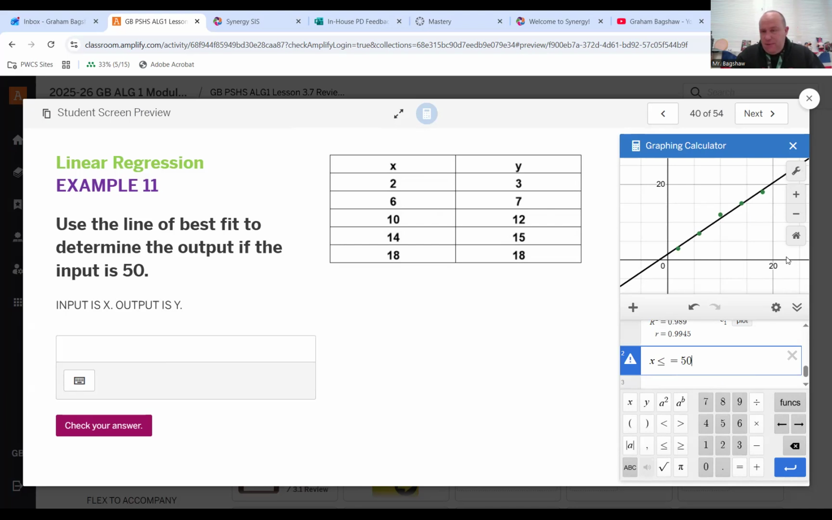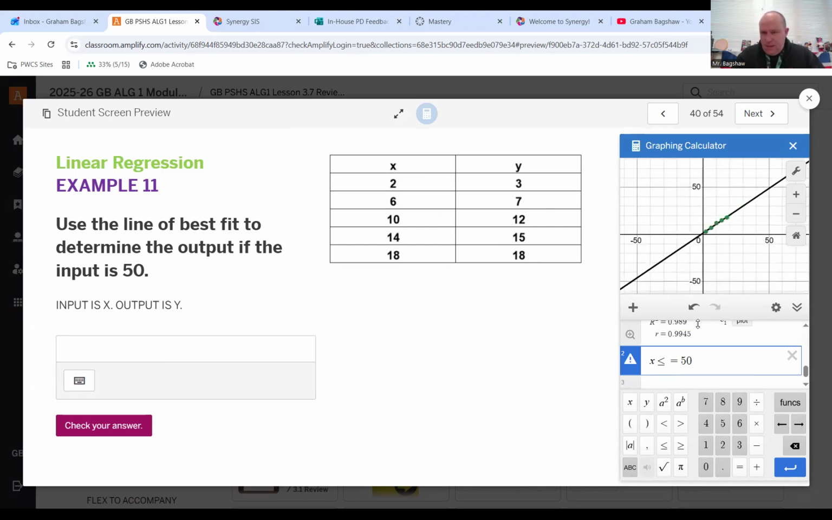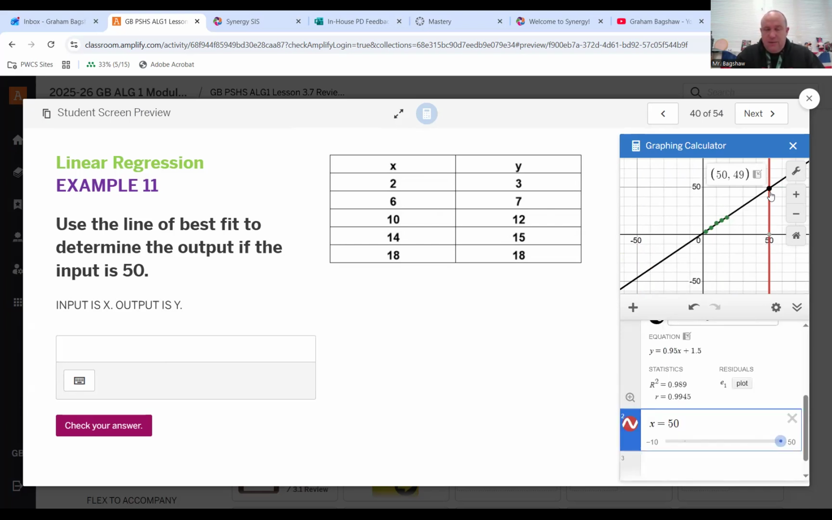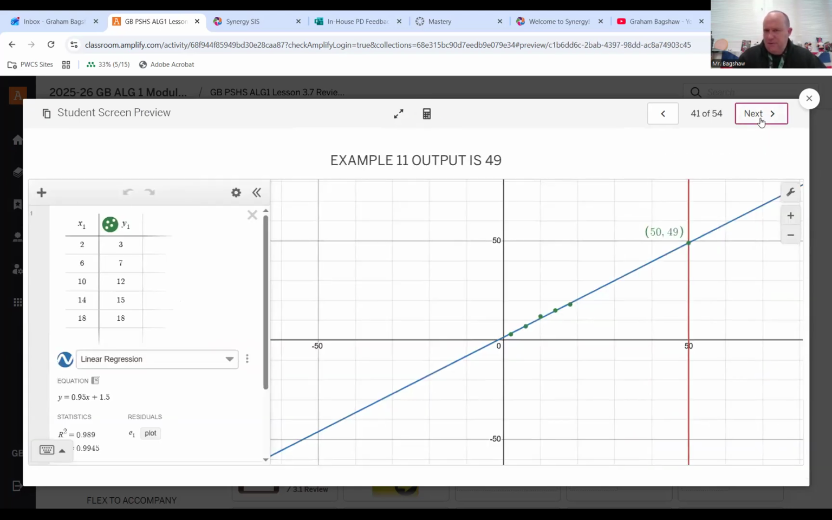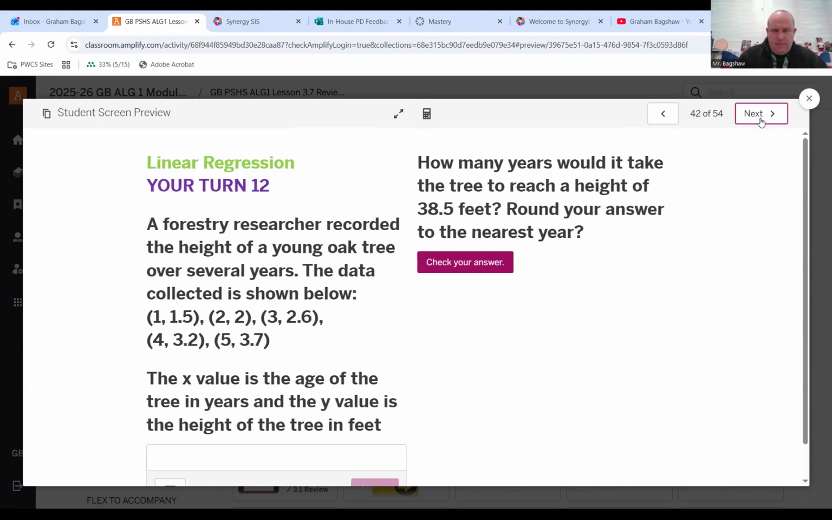Now, I don't see 50 right now because this only goes up to 20. So let me zoom out a little bit. Help if I can type, of course, as well. There we go. And now you can see that vertical line at x equals 50. And if we click on where it crosses the line of best fit, it'll actually give us the answer. So as we know the x value, we're trying to find a y value. So 49 should be the answer to this question. There we go. Sometimes you have to round that answer as well, etc., etc.